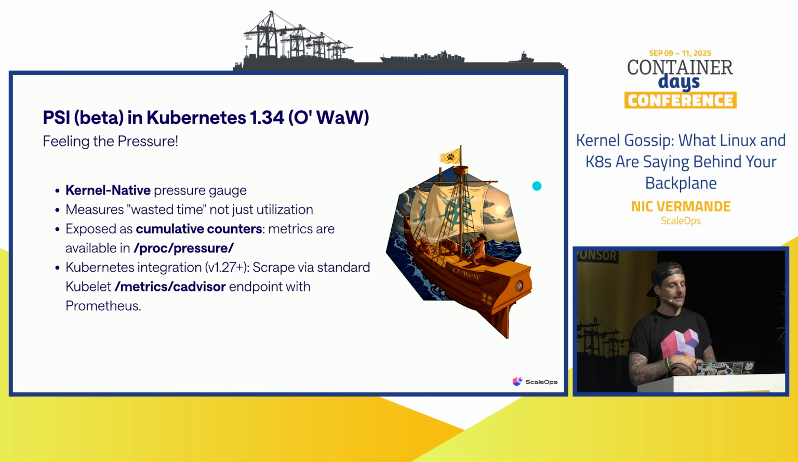So PSI, is everyone familiar with this already a little bit? Pressure Stall Information. It was alpha since 1.27, I believe. Now it's beta. It's essentially a kernel-native pressure gauge. It uses direct signals from the Linux kernel to quantify contention for CPU, memory, and IO, and the idea is to measure wasted time per task.